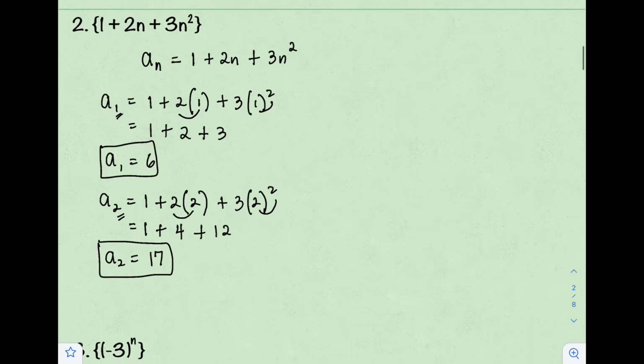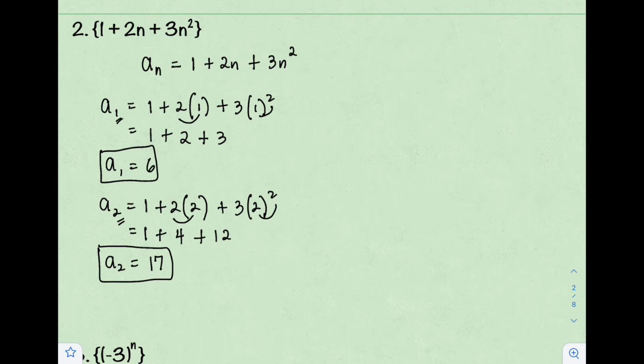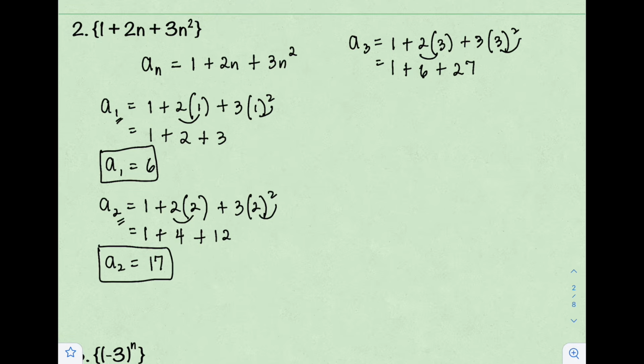Okay, so next is yung ating third term. So a sub 3 is equals to 1 plus 2n, which is 3, plus 3 times 3 squared. So 1 plus 2 times 3, this is 6, plus 3 squared, that is 9 times 3, we have 27. Okay? So ang third term natin ngayon, we have 1 plus 6 plus 27, that is equals to 34. This is 34. Okay?